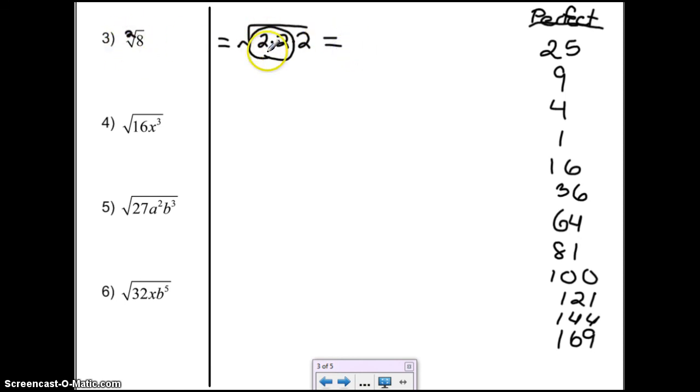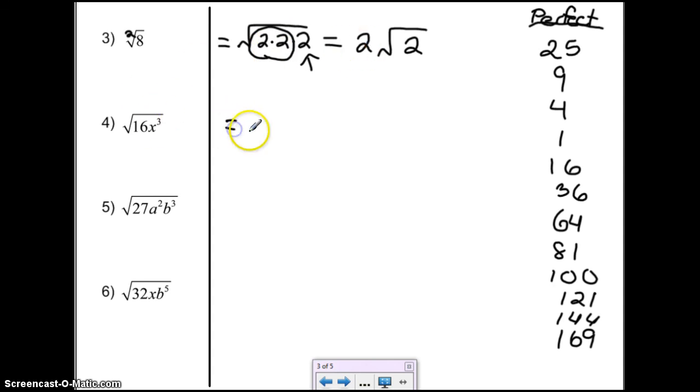So I know that the square root of 4 is 2, so I can write down 2. But I have this remainder. I have a leftover that is helping me make the 8 that I need. So I need to keep the leftover inside the radical because it is not a perfect square. All right, so the remainder 2 stays inside. I get to pull this 2 out though because this comes from the 4. 2 times 2 is 4, and the square root of 4 is 2. So if I see two of a kind, I can pull it to the outside.